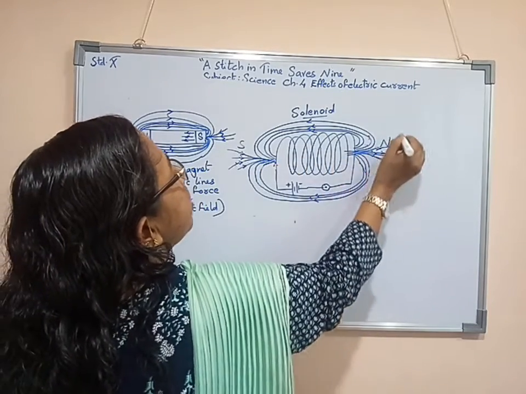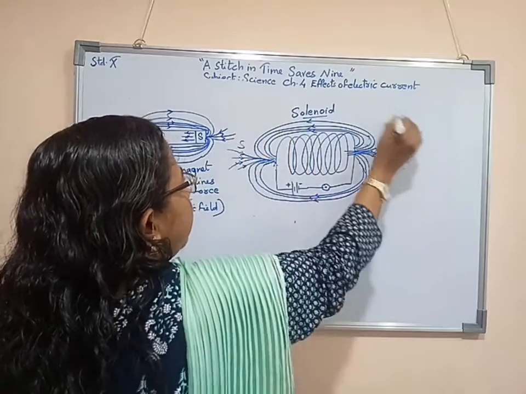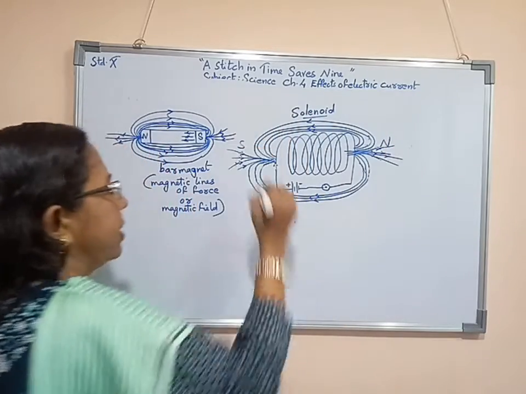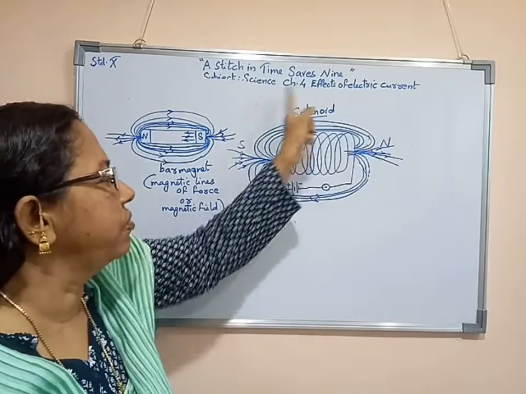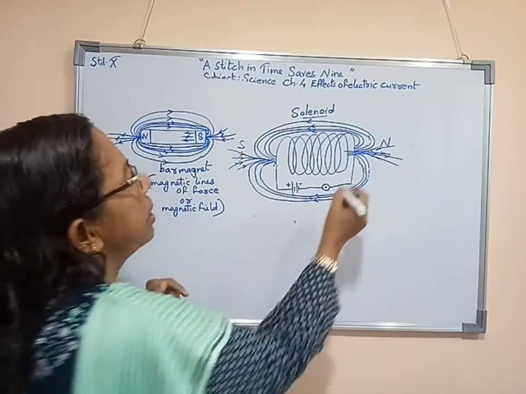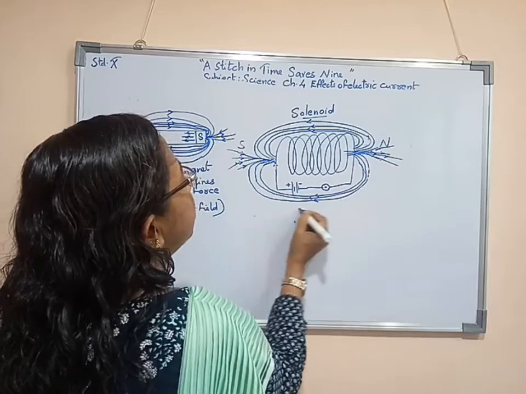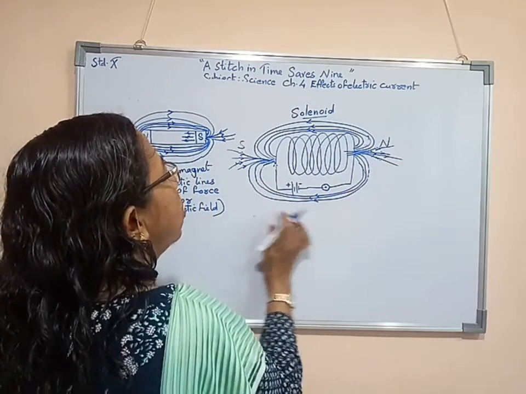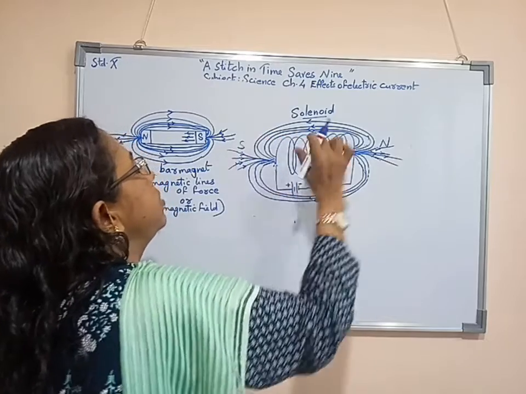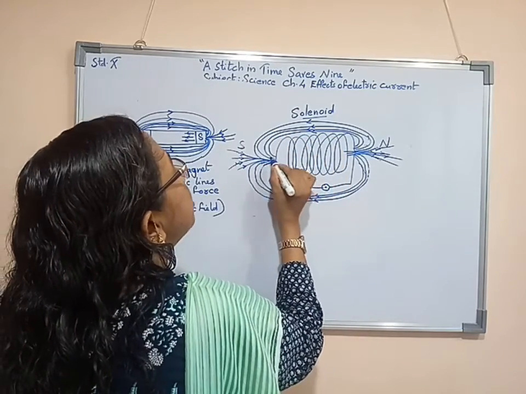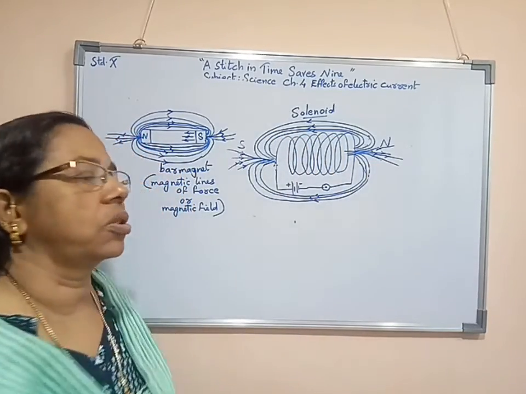As a result, the magnetic field lines form from north to south pole outside the solenoid. Similarly here also, north pole to the south pole outside the solenoid. Inside the solenoid, the magnetic field lines move from the south pole to the north pole.